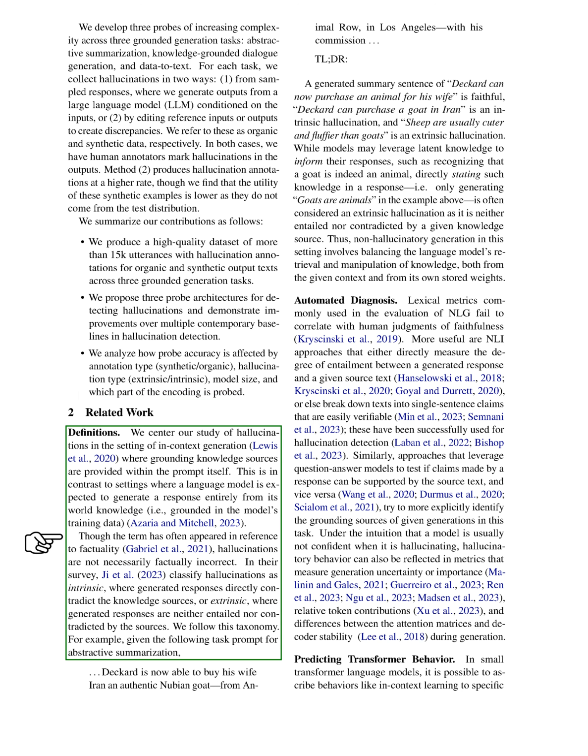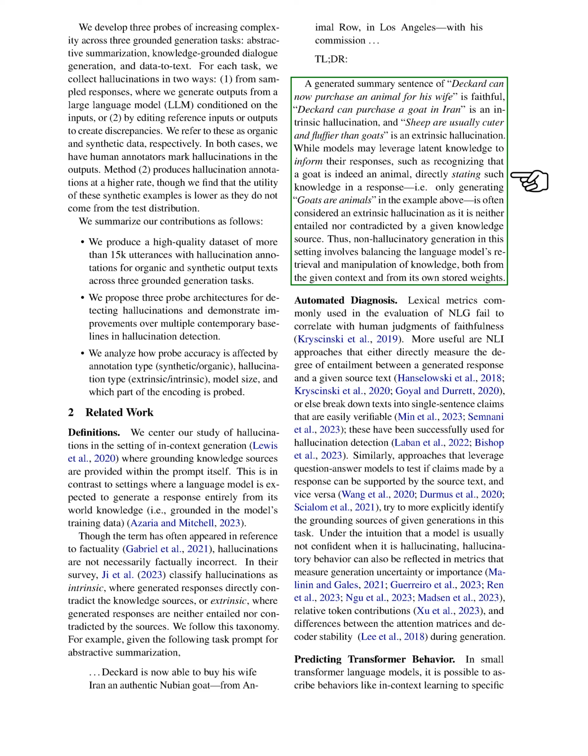We've centered our study of hallucinations in the context of in-context generation where grounding knowledge sources are provided within the prompt itself. This is different from settings where a language model is expected to generate a response entirely from its world knowledge, i.e., grounded in the model's training data. Hallucinations are not necessarily factually incorrect. They can be classified as intrinsic, where generated responses directly contradict the knowledge sources, or extrinsic, where generated responses are neither entailed nor contradicted by the sources.